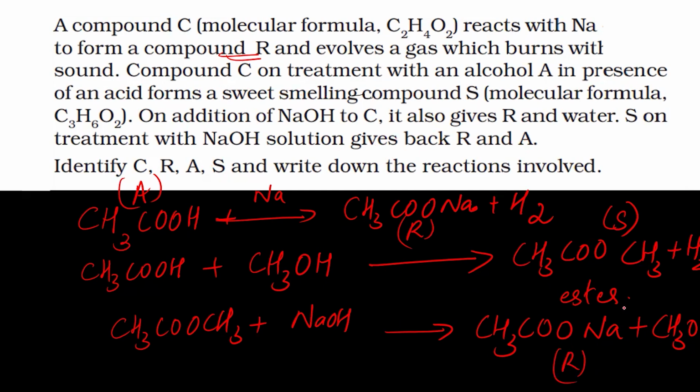A compound C reacts with sodium metal to form a compound R, and this is compound C, not A. R involves a gas, the pop sound gas. C is the compound. Then C on treatment with alcohol A, so this is the alcohol, you will be getting S, R and A here.